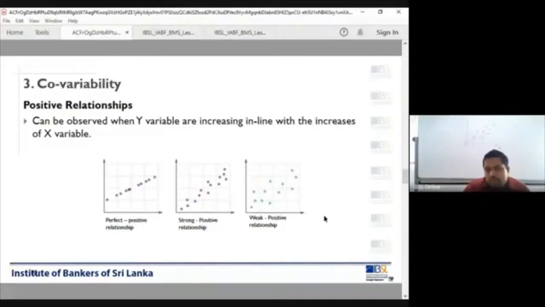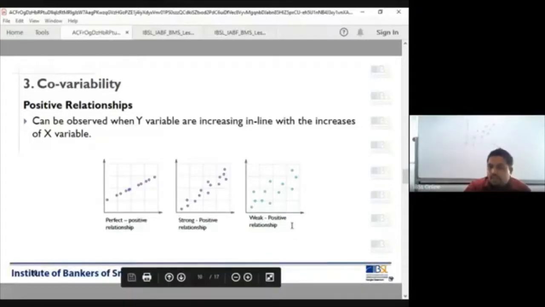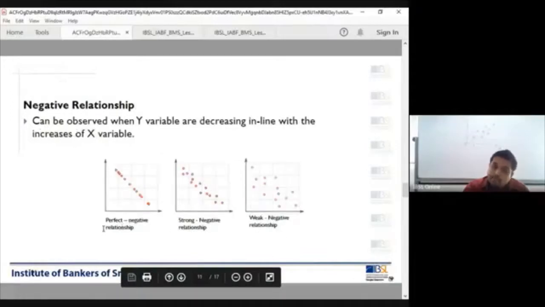To sum up, the relationships that we are going to discuss under covariability will have positive or negative relationships, and the degree or the strength of the positive or negative relationships will be perfect, strong, and weak, as the three instances defined under the statistics jargon. So the six instances where you may see the scatter graphs that we are going to discuss would be perfect positive relationship, strong positive relationship, weak positive relationship, perfect negative relationship, strong negative, and weak negative.